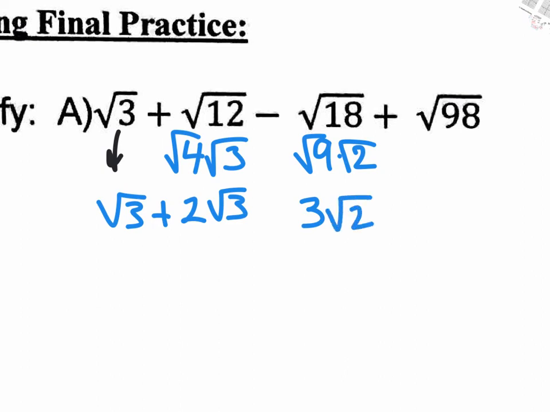Okay, and let's not forget about this negative sign, so let's bring that down. There's your negative sign right there. And last but not least, the 98. If it were, let's say 81, then you could square root 81, you'd get 9, but 98, you can't do it. So you want to rewrite it with multiplication so you could get a perfect square number.